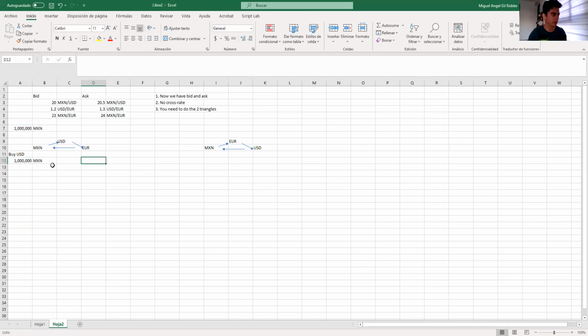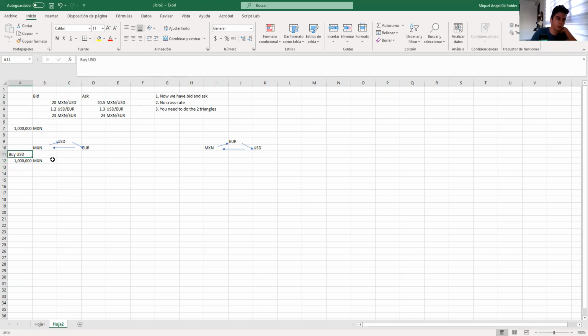And now I have to be careful. That's why now we have bid and ask. Which rate will I use? So first question, I have pesos and I need to convert them to dollars. So I need to use this or this, 20 or 20.5. The first question that you need to answer: bid or ask? What currency do I need? I need dollars, right? Because I need to buy dollars.